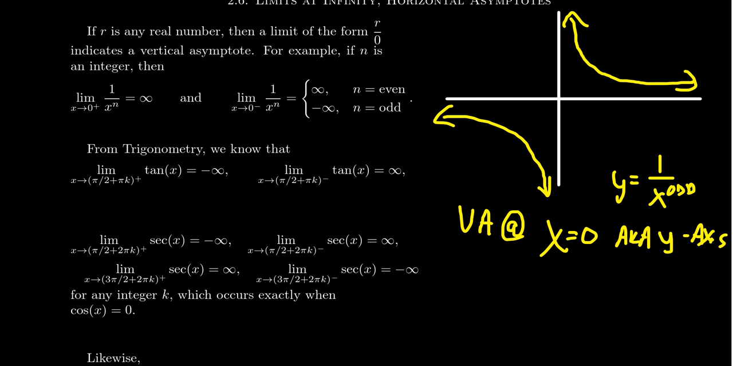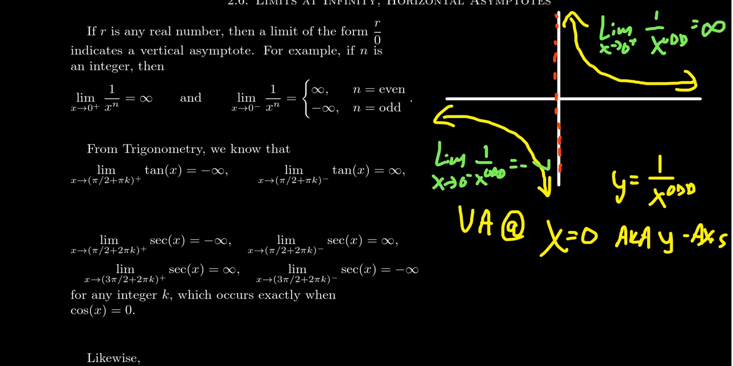You can see that on our picture right here. You have this vertical asymptote. But we can actually do a little bit better than that. Notice that as we approach 0 from the right and the left, we can say something about that. As you approach 0 from the right, your function 1 over x to an odd power is going to give you positive infinity. On the other hand, if we take the limit as x approaches 0 from the left of 1 over x to some odd power, this is actually going to give us negative infinity. As we can see, it's going off towards negative infinity there.